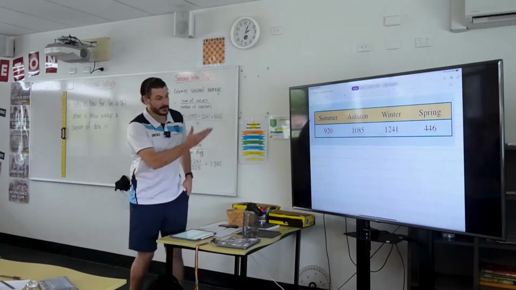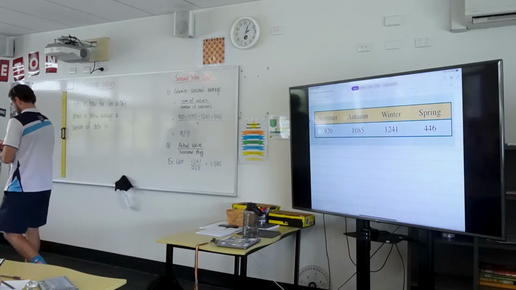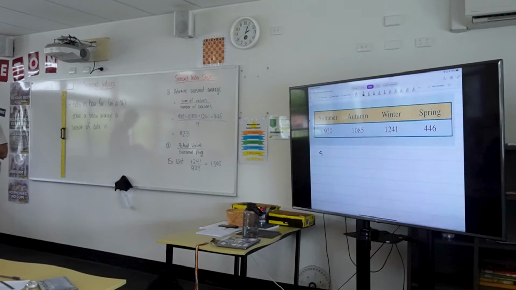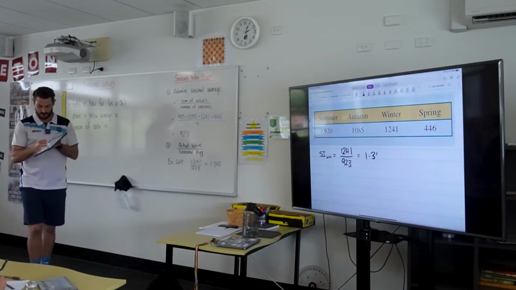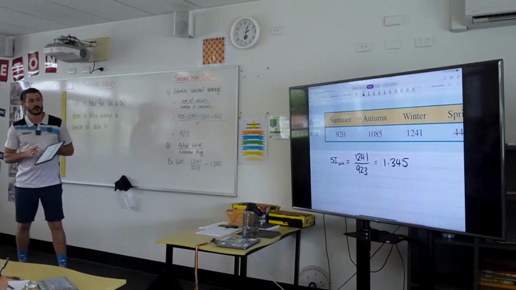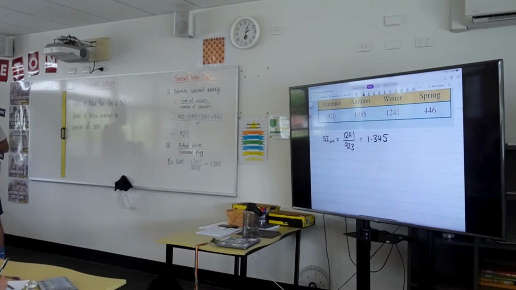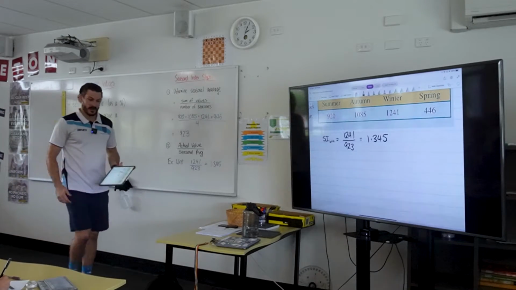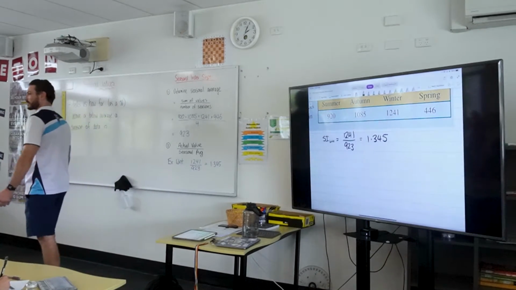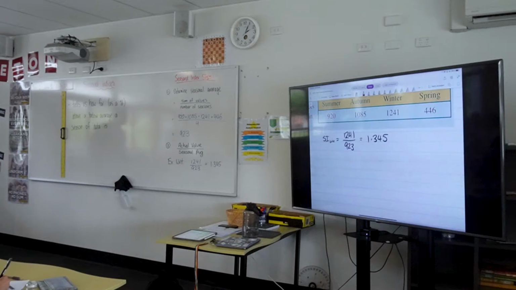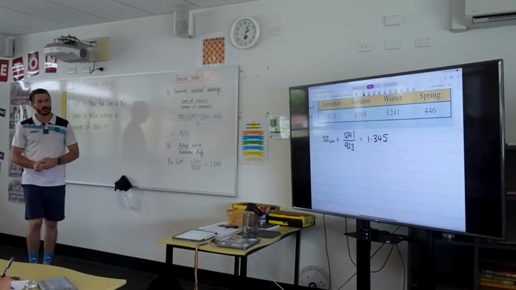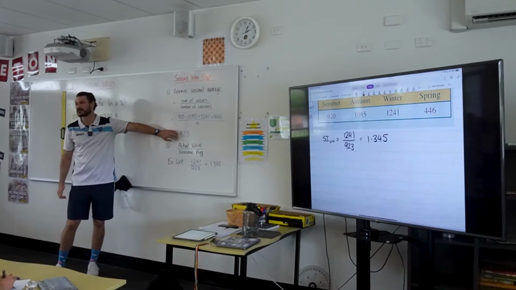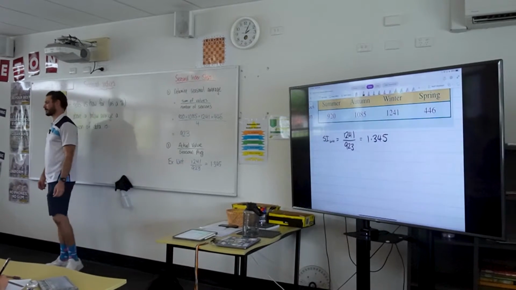You know what would be good teaching? If I did it on the TV, where everyone can see. Seasonal index for winter is 1241 divided by 923, which is 1.345. There we go. Can you please go ahead and do that for summer, autumn, and spring for me? Give you a couple of minutes. They're all going to be divided by the same seasonal average, 923.